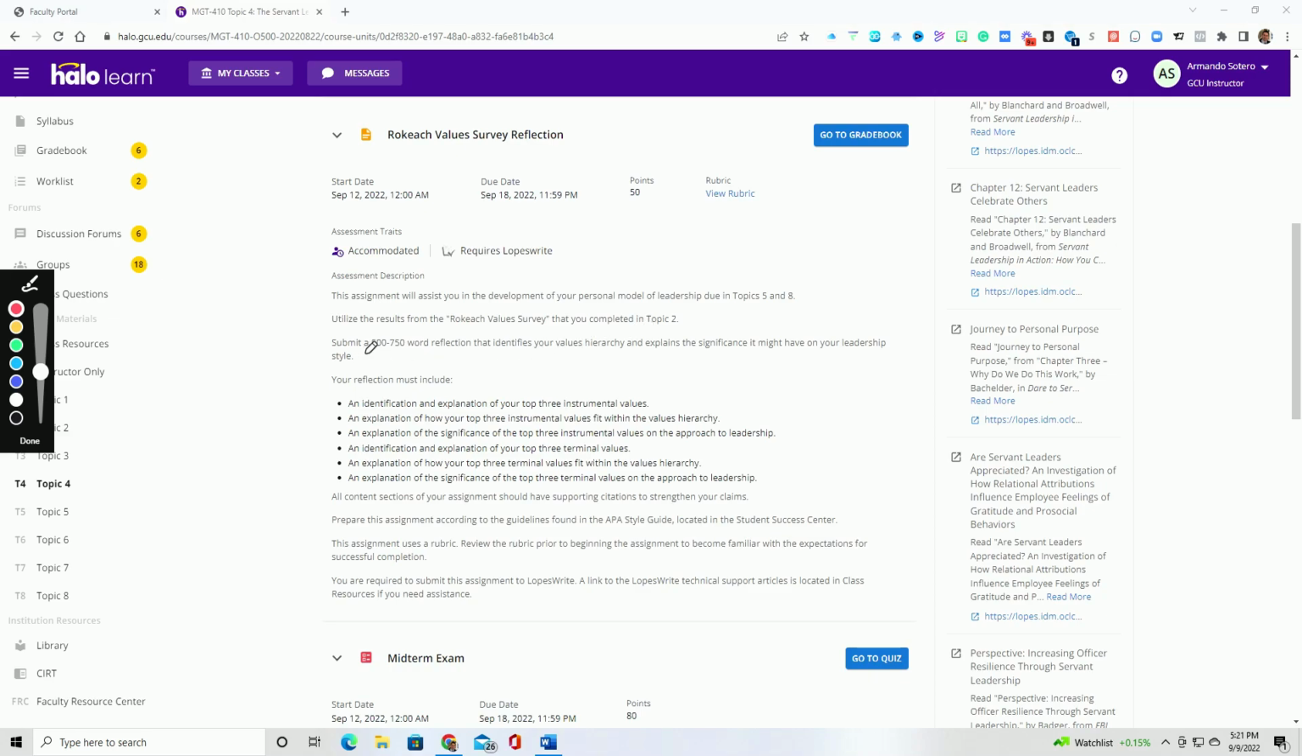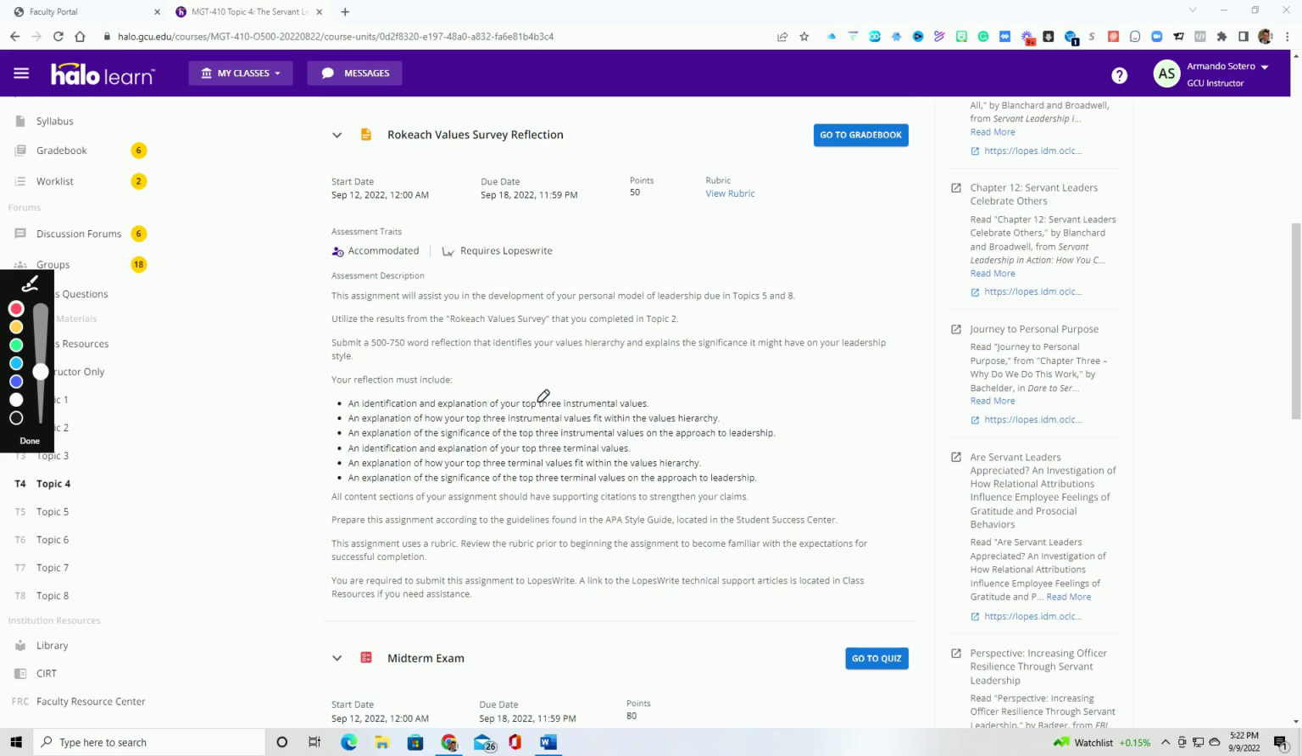Okay? It's going to be 500 words or more. I do not cap you at 750, okay? And then what you need to know is, again, your reflection should include these points right here. Now, you do not want to write this question or this point here in your paper and then write about it. Just for example, if the identification and explanation of your top 3 instrumental values, you're going to see that in the rubric, right? That could be your title, and then you just write about it.